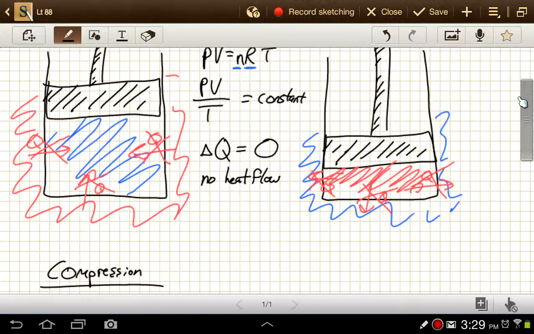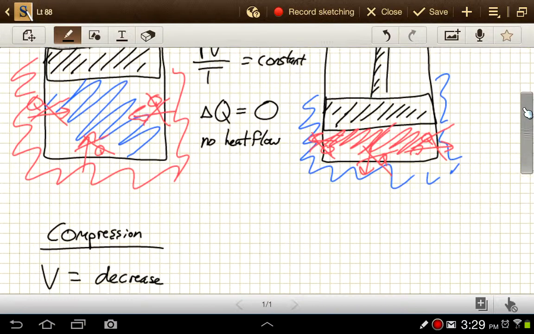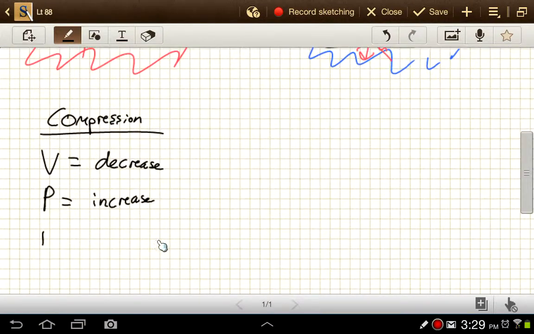And then the temperature is going to increase because as this piston comes down, it collides with these air molecules and knocks them around. It makes them move faster. It does work on them to make them move faster. So the temperature will also increase.